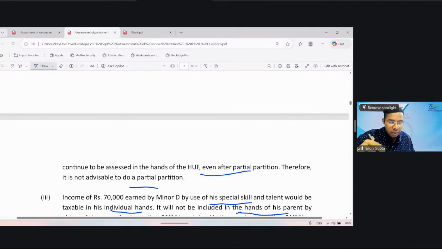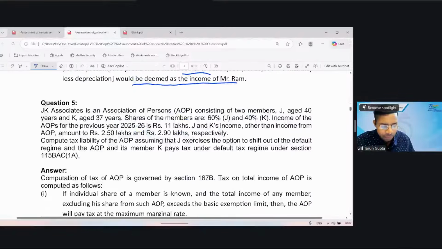So, what we discussed? We discussed tax rate applicable to AOP, section 167B, which says if the share of member is indeterminate, then the AOP is taxable at MMR or the higher rate, as the case may be, higher rate when it has any member which is taxable at a higher rate. If shares are determinate, and it has any member which is taxable at a higher rate, then the income of AOP to the extent of share of such member shall be taxable at such rate, which is applicable to such member, and the remaining income is taxable at MMR.